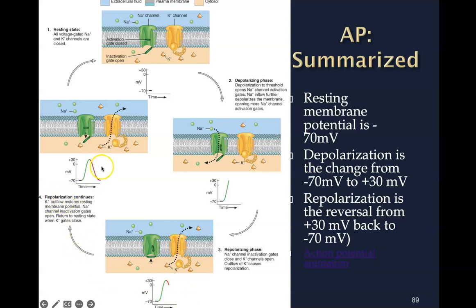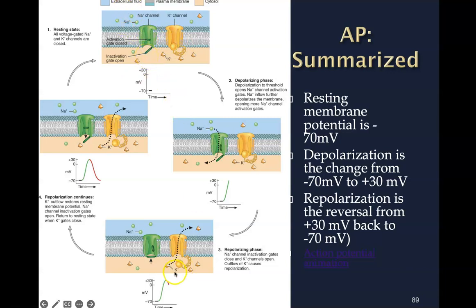Then we have a little bit of excess potassium that's going to leave. We're going to have a slight hyperpolarization phase, where it's actually going to drop below resting membrane potential. And at this point, our sodium channels are going to reset themselves. The inactivation gate is going to open, and now the activation gates are going to close. That's going to return us to a resting state. Eventually that potassium channel will close too, and we'll return to this resting state where it can be activated again.